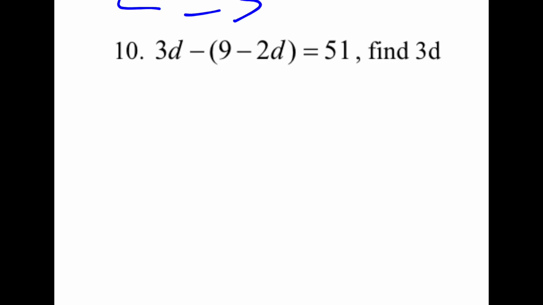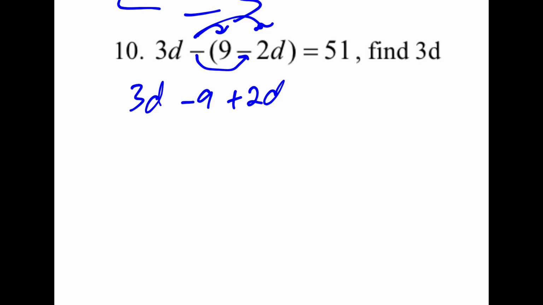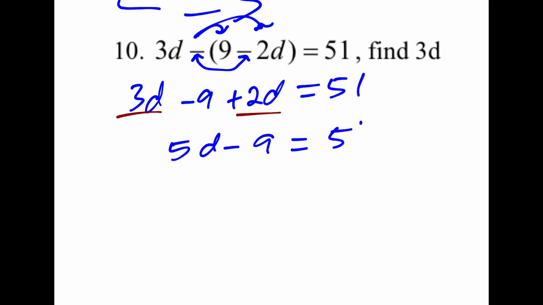Let's try that one more time. And it's possible to distribute the negative like this and get 3d minus 9 plus 2d, because minus and minus, when you multiply, it comes out plus. And solve this and get an actual answer for d. We combine 3d on the left with 2d on the left. That gives us 5d minus 9 is equal to 51.